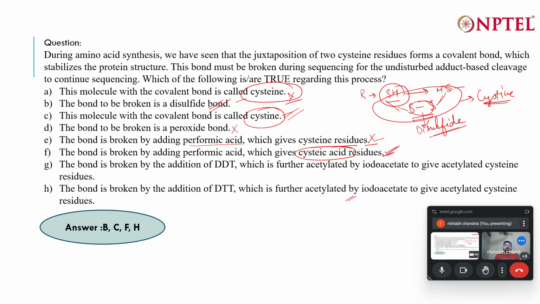Now the bond is broken by the addition of DDT, which is further acylated by iodoacetate to give acetylated cysteine residues. No, this is the wrong option. DDT is an explosive, right? So it is not used here. It's DTT, that is dithiothreitol, after which it is acylated by iodoacetate to give acetylated cysteine residues. So the H option is correct. The correct ones are B, C, F, and H.